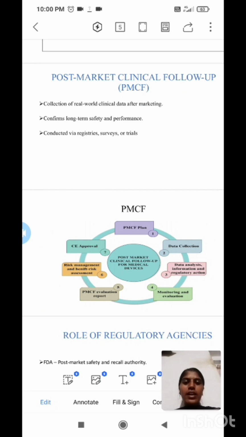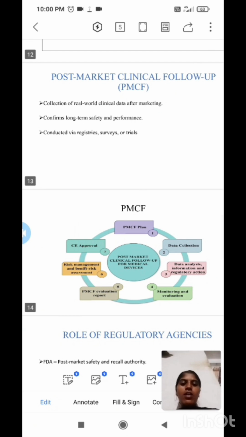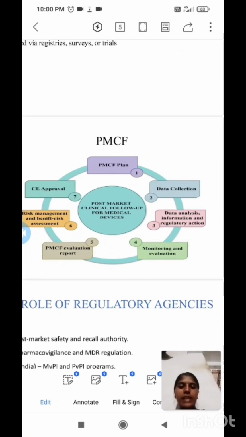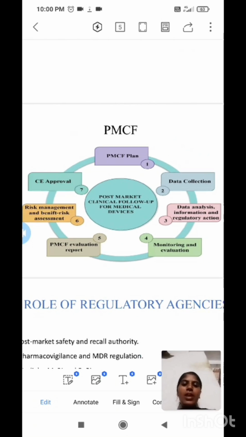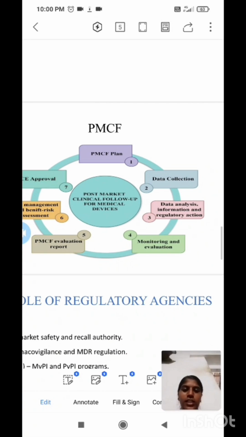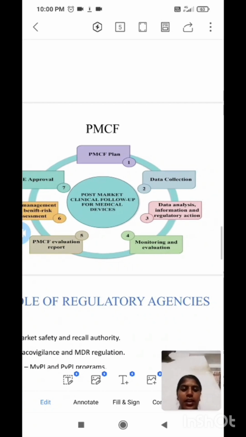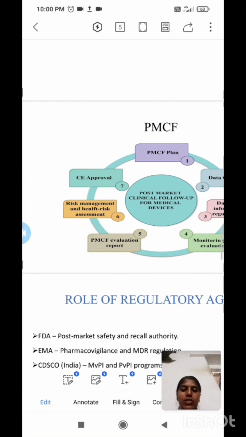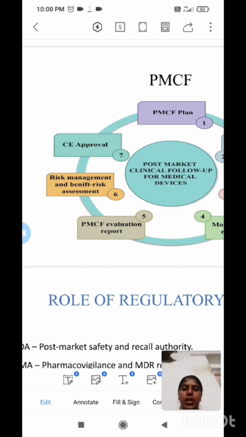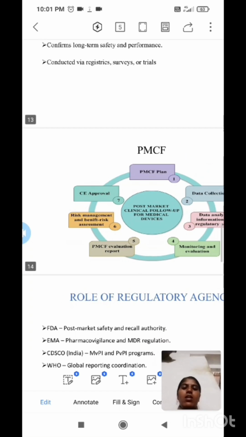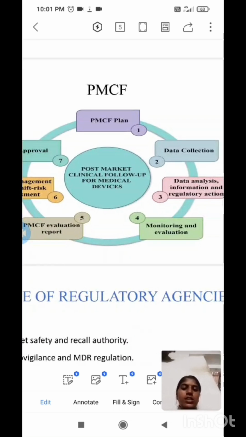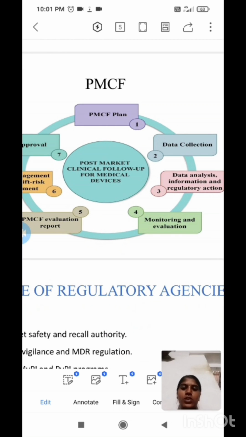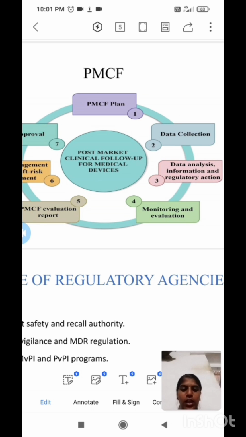Post marketing clinical follow-ups. So the post marketing clinical follow-up has the same 7 steps as PMS. First the PMCF plans, then data collection, data analysis, information and regulatory actions, then monitoring evaluation and the PMCF evaluation report, then risk management, benefit risk and CE approval. So these are the basic main steps in post marketing clinical follow-up for a medical device. When we design a medical device, at that time we can follow these 7 PMCF steps.